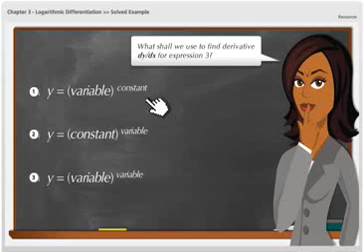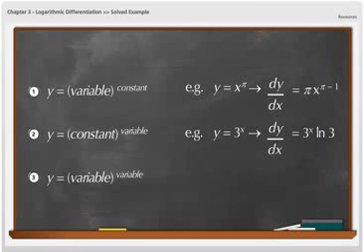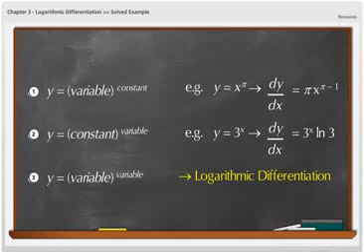Are we going to consider it as a type 1 expression and use the power rule? Or are we going to consider it like the second type, an exponential function, and find the derivative as an exponential function? Well, in this case, neither. In order to find the derivative here, we need to use something called logarithmic differentiation.